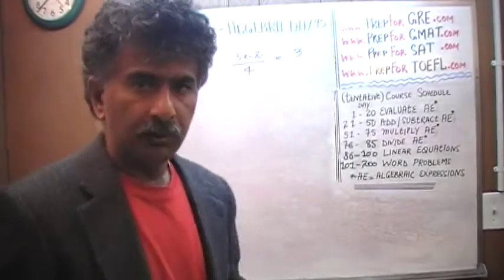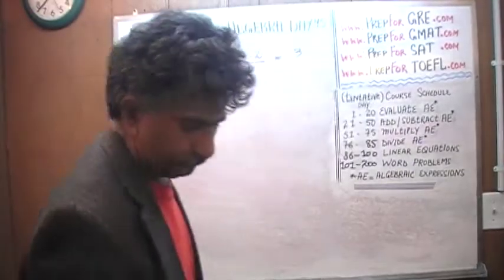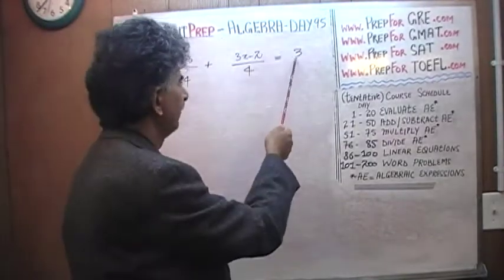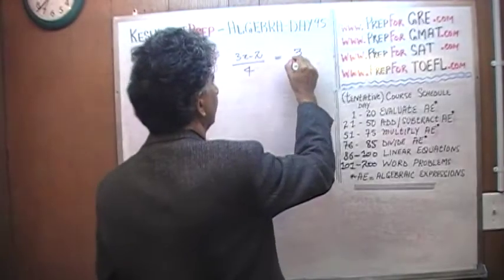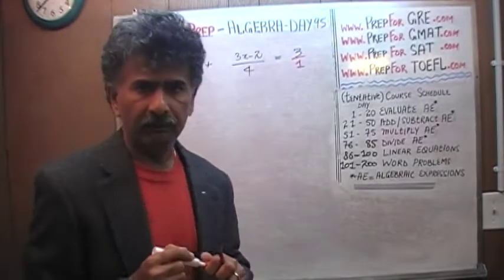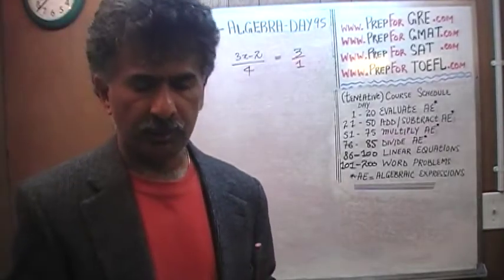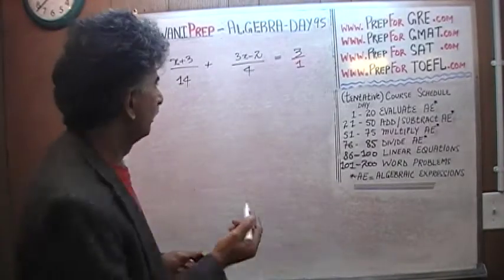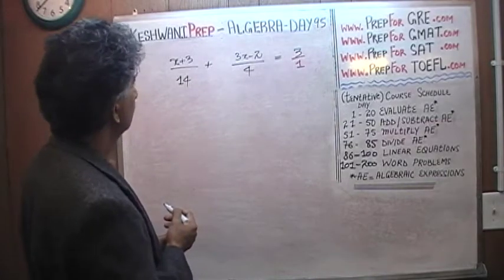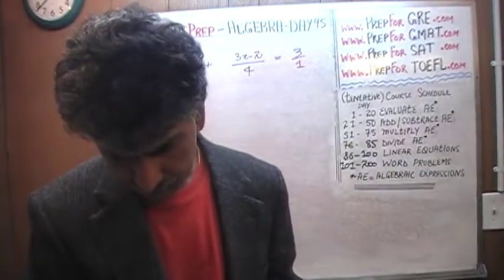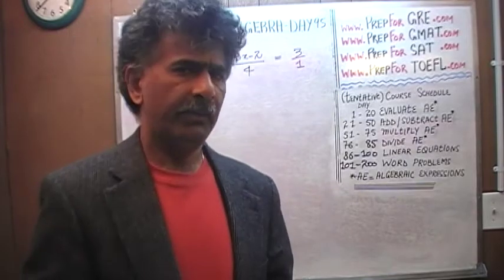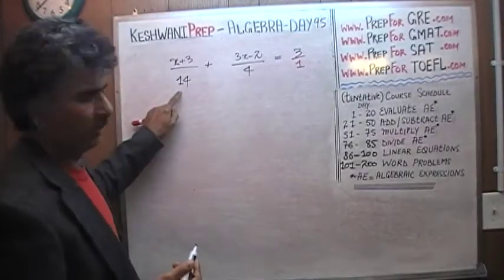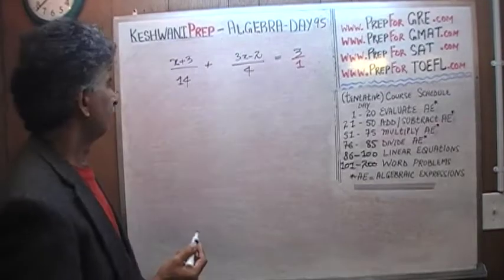Well, first things first, we have a denominator of 14 and a denominator of 4. We don't have a common denominator, and this guy has a denominator of 1. We need to have a common, as in same, denominator throughout the equation. What's the common denominator of 14 and 4? I think we need a common denominator of 28, because 28 we can divide by 4, and 28 we can divide by 14. The common denominator is not going to be 14, because we cannot divide 14 by 4, so it's 28.